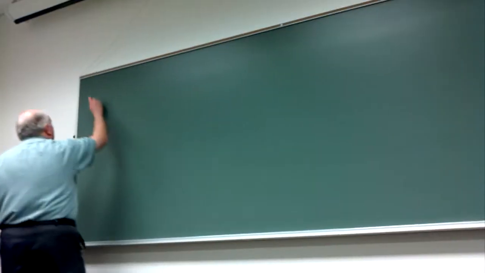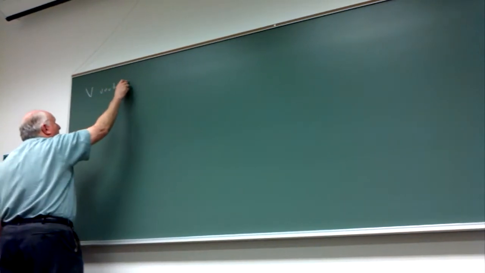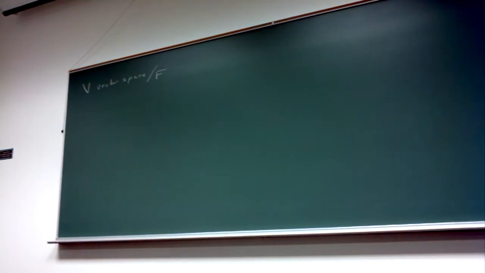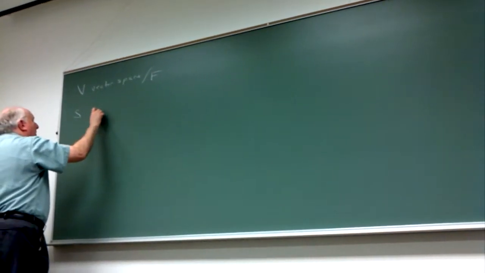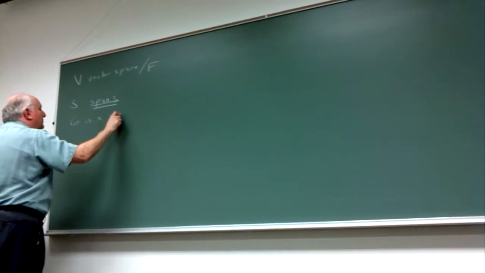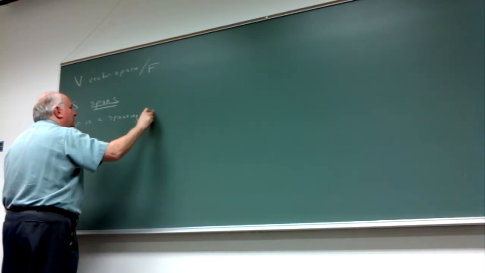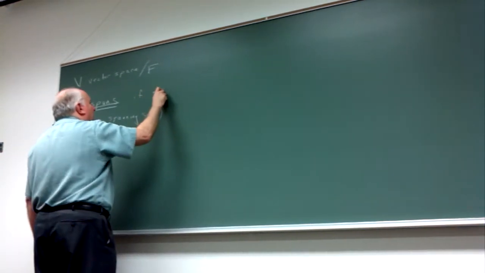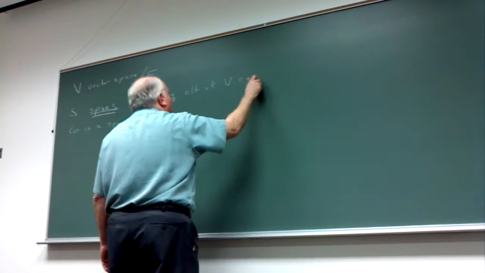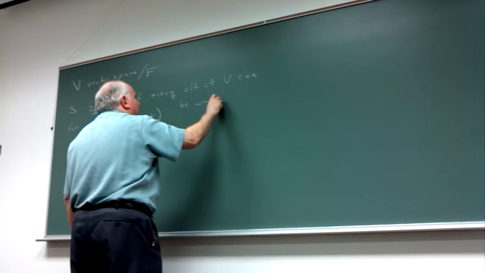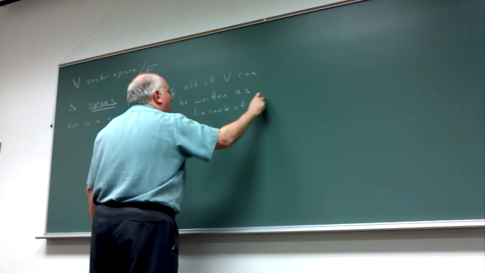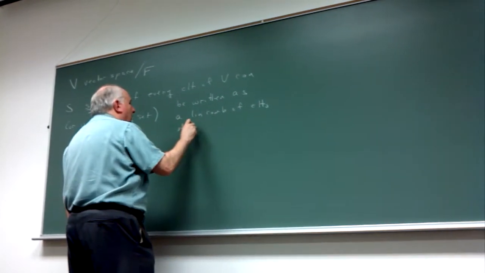So, V will be a vector space over some field F. And we'll say that S spans V, or is a spanning set, if every element of V can be written as a linear combination of elements of S.